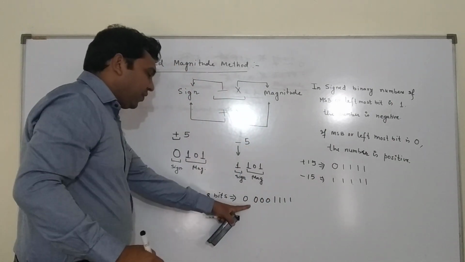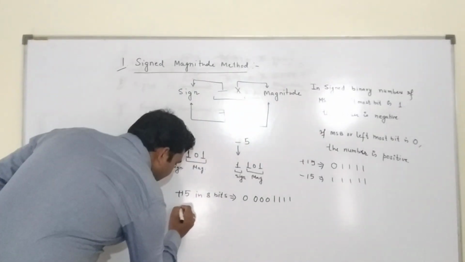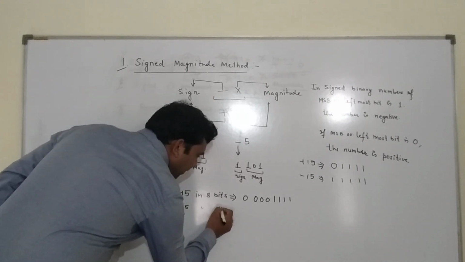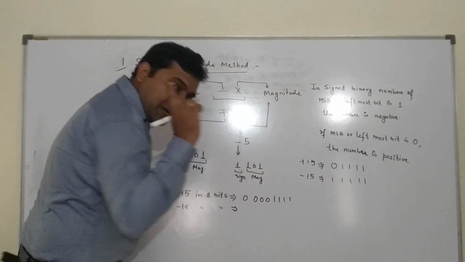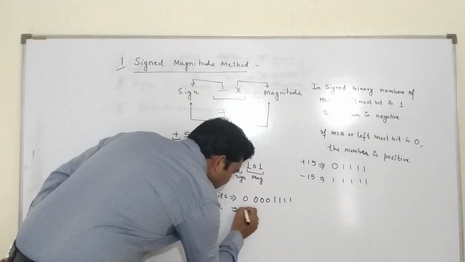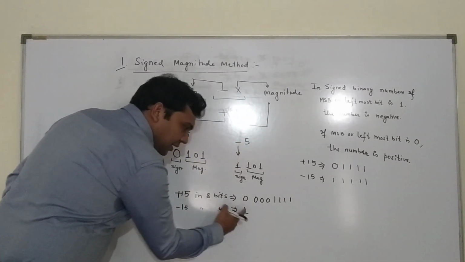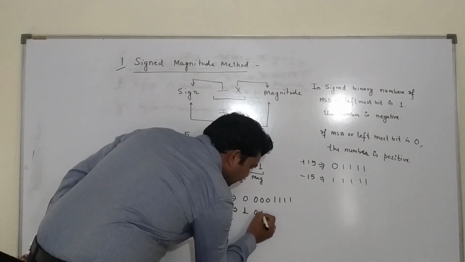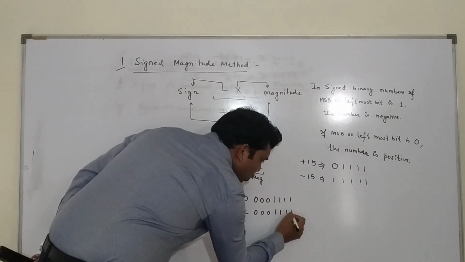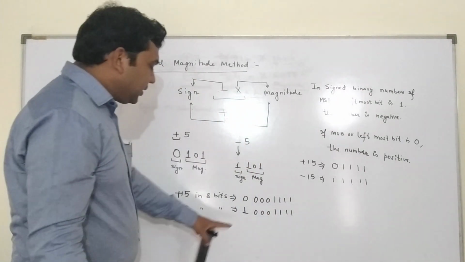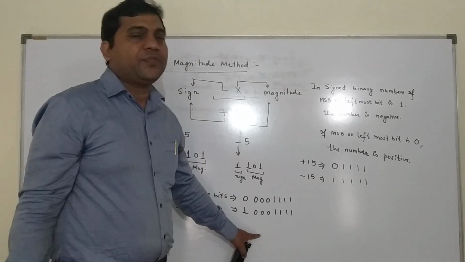This is plus 15 in 8 bits. What about minus 15? Minus 15 in 8 bits. The first bit, the most significant bit, is reserved for the sign. Since it is minus, take 1 here. The rest of the bits are reserved for the magnitude. No change. This is how you can write minus 15.